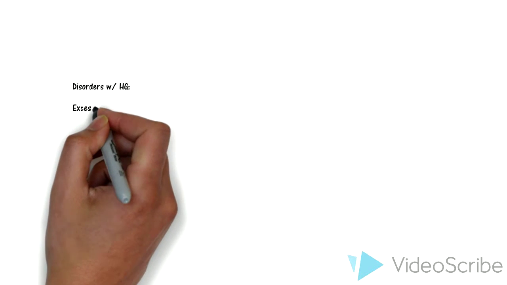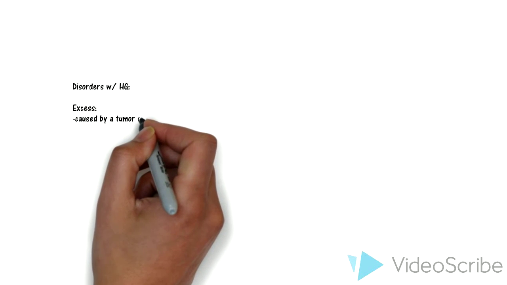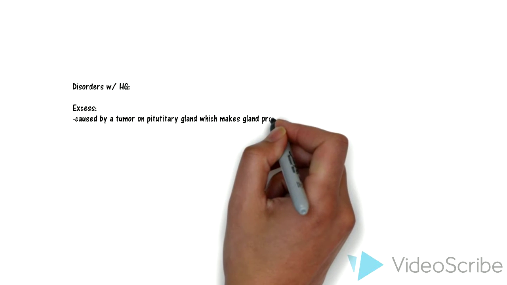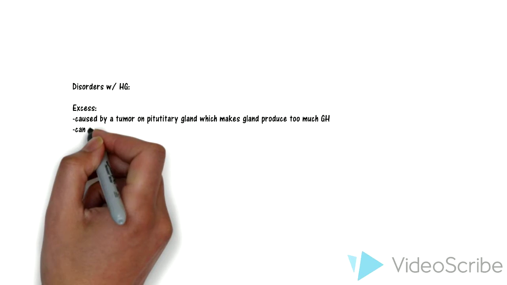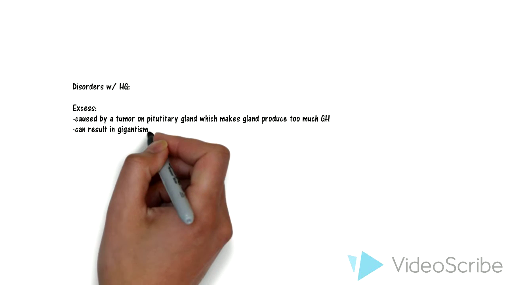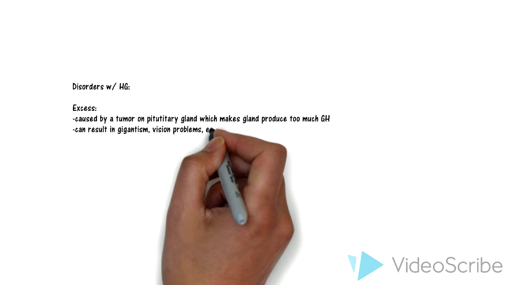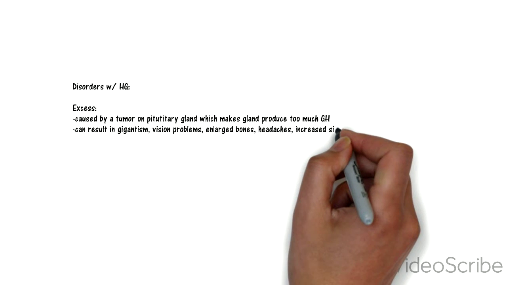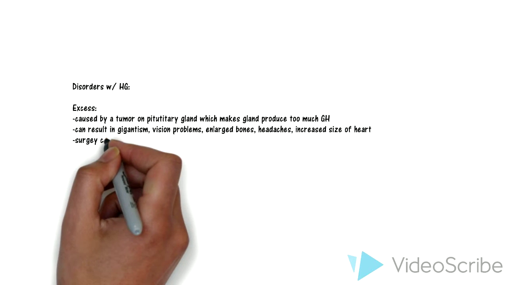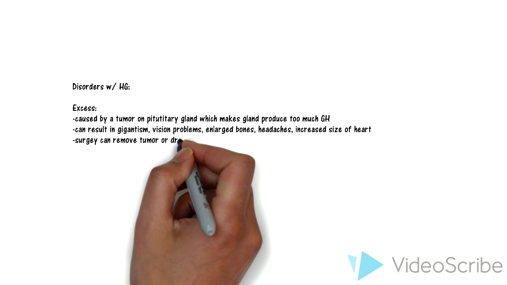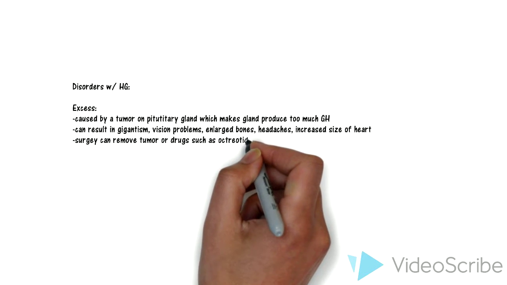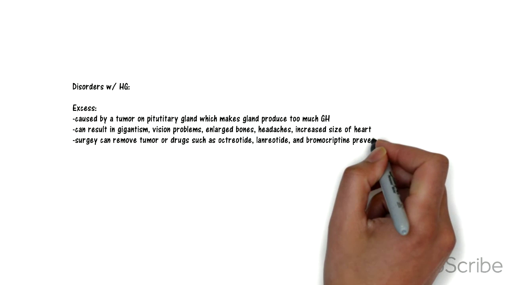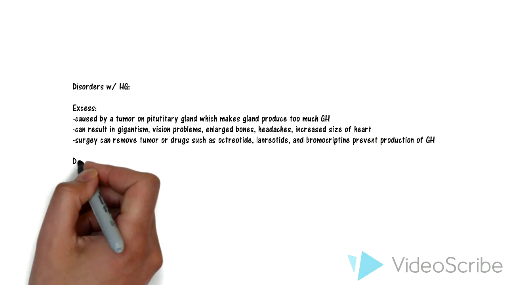There can be errors with growth hormone and how much or how little is produced. So when there's an excess, it's usually caused by a tumor on the pituitary gland, and this can lead to gigantism. And gigantism comes with vision problems, enlarged bones, headaches, and increased size of the heart, so it can have serious risk. But surgery can remove this tumor, or you can take drugs to help inhibit the production of growth hormone.